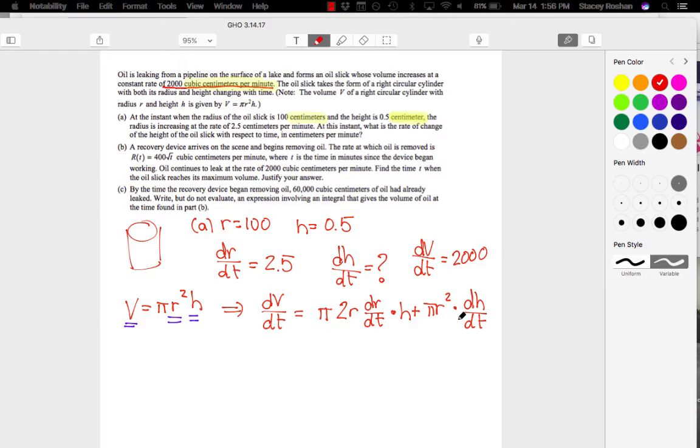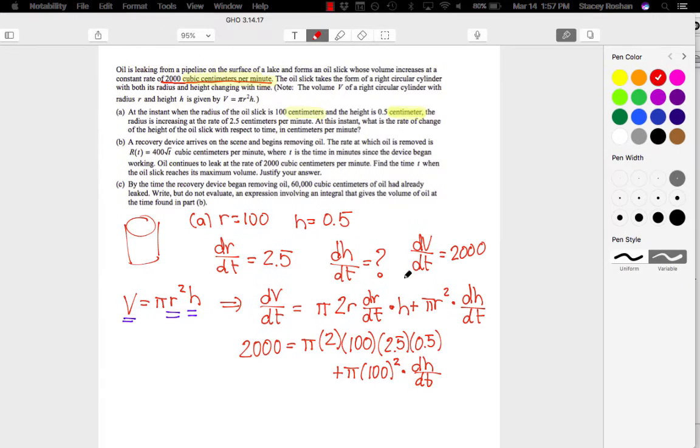Excellent. So now we have a lot of information. We have 2,000 equals pi times 2 times our r, which is 100, times our dr dt, which is 2.5, times our height, which is 0.5, plus pi radius squared times dh dt, which is what we are trying to find. And then we would simply put all that in our calculator and solve for dh dt.